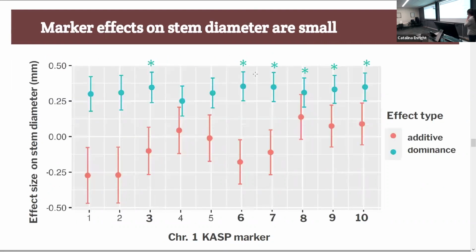So the effect sizes for those markers for stem diameter are significant. You can see for markers 3 and 6 through 10, the dominance effect is significant. That explains why the heterozygote has a slightly higher stem diameter than the homozygotes, but none of the additive effects are significant. So it doesn't explain that the homozygote glaziovii line is any worse necessarily than the homozygote esculenta lines.